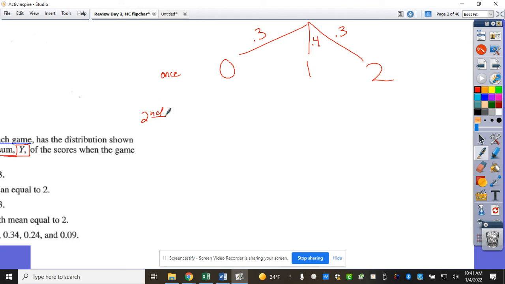Now I played the game a second time. Could I have gotten 0 points the first time? Yeah. Could I have gotten 1? Could I have gotten 2? So does it change anything that's going to happen here? So I'm still 0, 1, 2, 0.3, 0.4, 0.3. Should have given myself more room.